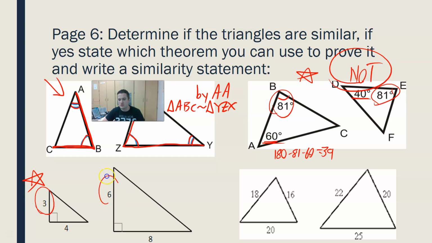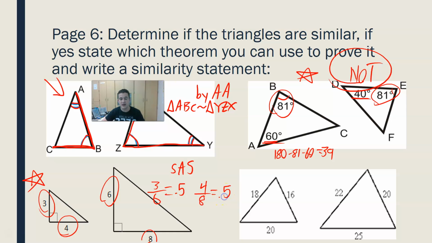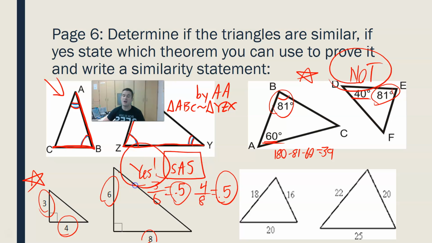But I know two sides on this triangle and an angle in between. So if I'm to prove these are similar, I'm going to use the side angle side similarity theorem, which means the angle in between them would have to be congruent, which they are, and the ratio of the corresponding sides would have to be the same. So I'm going to divide my smallest sides, 3 divided by 6, and divide my biggest sides, 4 divided by 8. In both of those cases, 3 divided by 6 is 0.5, 4 divided by 8 is 0.5. They're the same. So yes, they are similar by the side angle side similarity theorem.